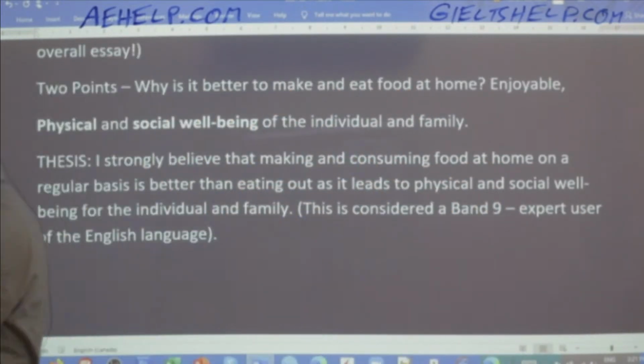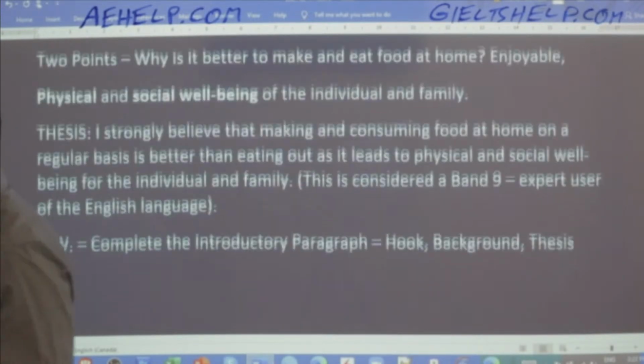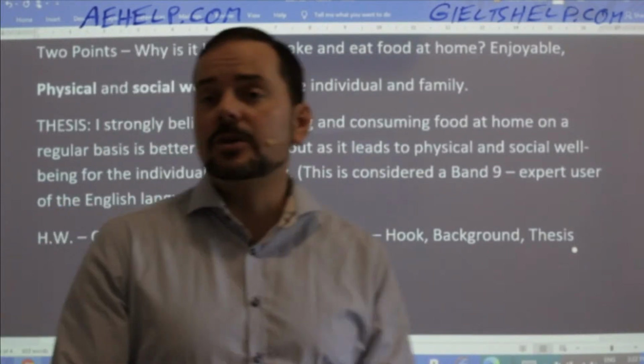Okay, so your homework for tomorrow, members, is complete the introduction. Hook, background. If you haven't learned this yet from me, don't worry. We'll quickly go through it tomorrow to start the class, and then we'll get into the body paragraphs and the conclusion. Okay? So everybody's clear on the homework? Everybody's going to do it?